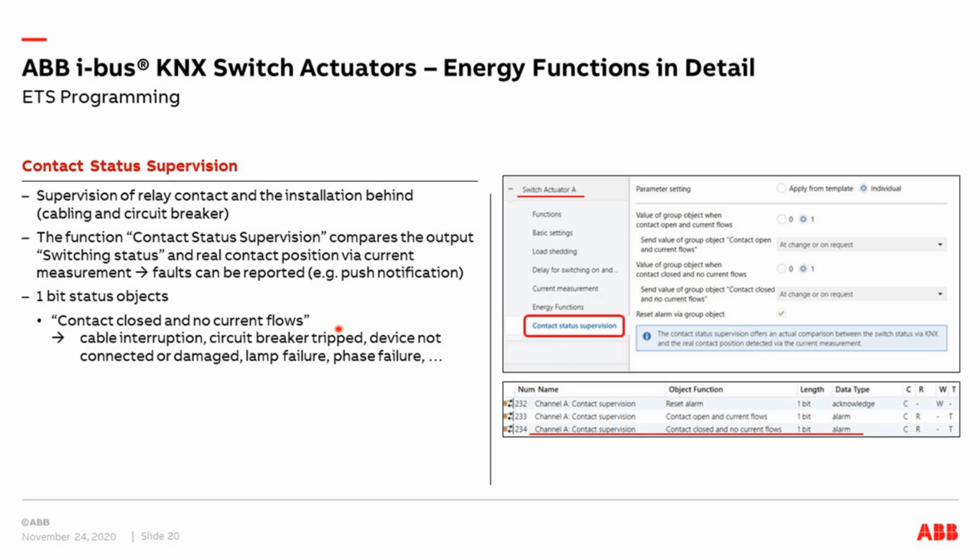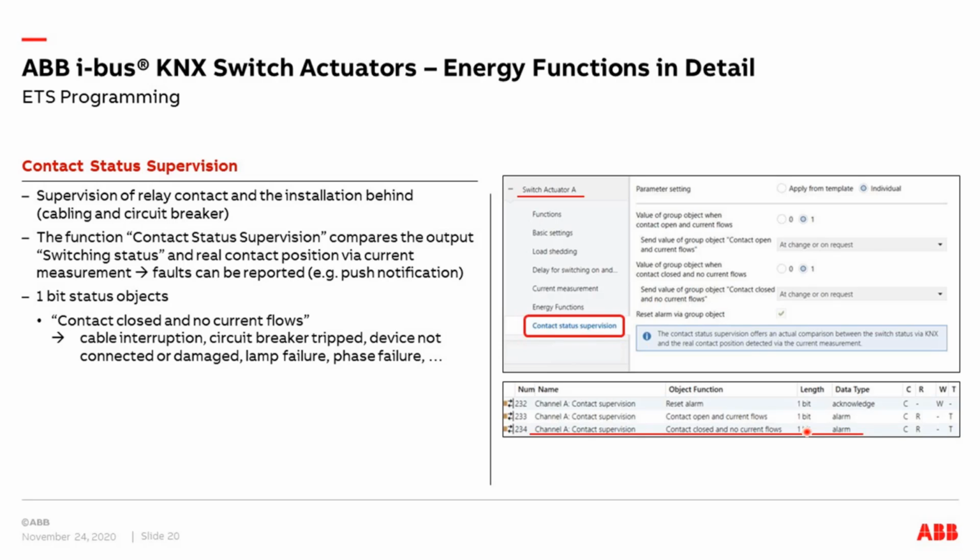This is a very typical situation, especially with lamp loads. That's the way we monitor lamp failure in principle. Or the power is not connected anymore, maybe a phase failure exists. All these things could be the reason. And you have it as feedback on the bus with a 1-bit telegram.